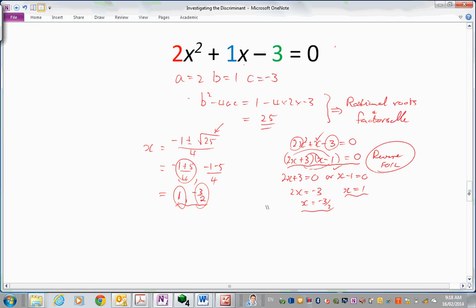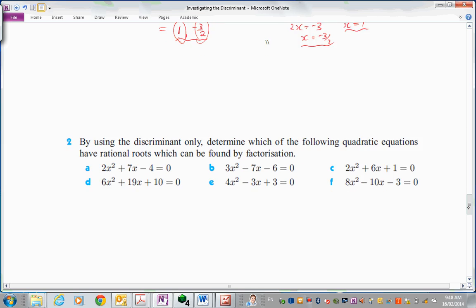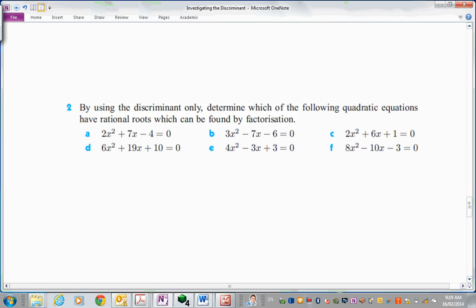Alright, come on down now and let's have a look at you trying something like that. So here we are. By using the discriminant only, determine which of the following quadratic equations have rational roots, which can be found by factorisation. And you might try your hand at factorising some of these, like I did that one up there. But all we want to do here is to look at b squared take 4ac. Don't work out the actual solutions as such. Use b squared take 4ac to take a peek at it and realise then what is going on. Could you have factorised it?